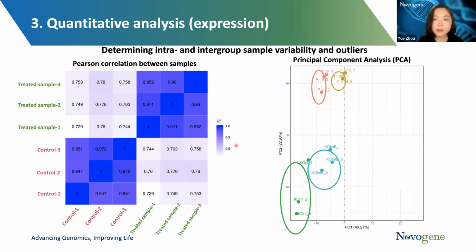When the R square is closer to 1, the samples are more correlated. And this graph actually shows good reproducibility because the replicates correlate highly. Whereas for PCA analysis, you can see the samples from the same group are grouped nicely on the graph, also showing good reproducibility.